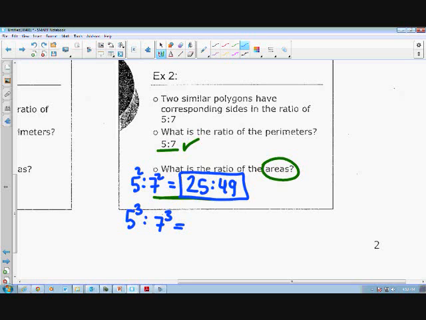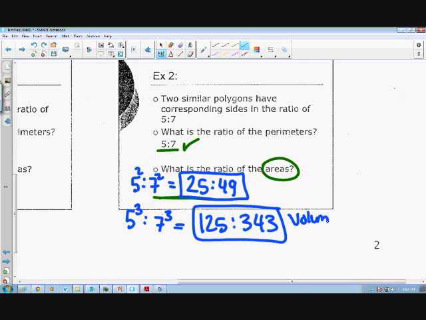Okay, I hope everyone did it. 5 to the 3rd power is 125. 7 to the 3rd power is 343. This would be the volume ratio. Okay, and volume is assuming kind of that the depth of the 3-dimensional shape is 1, because we don't have the 3rd side, but pretend it's 1. Okay, next page.